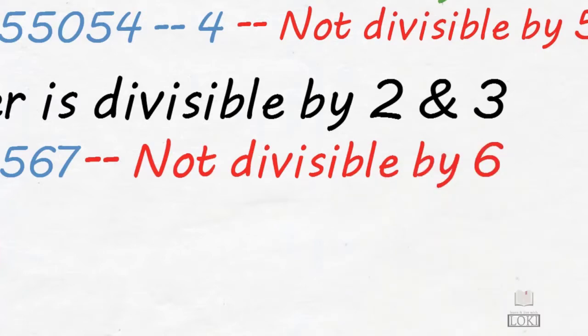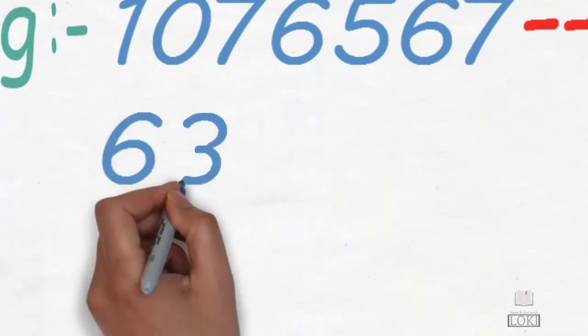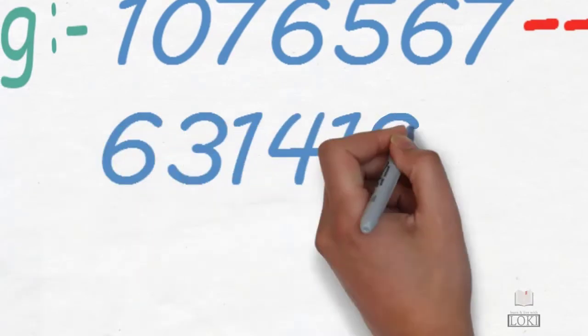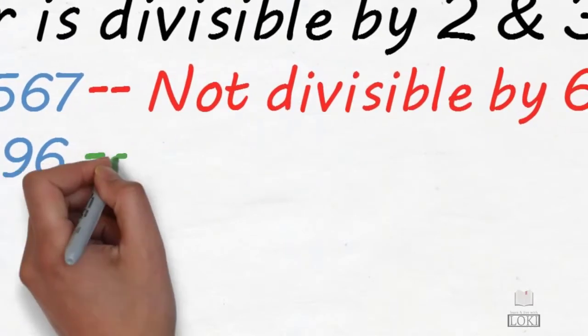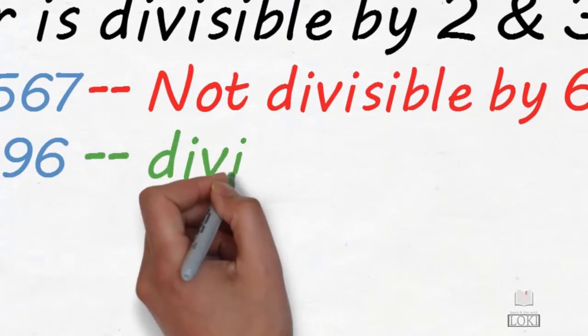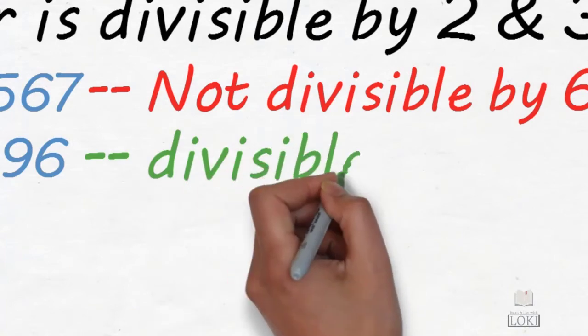And the next example here we have. As we can see, it has an even number as the last digit and the sum of its digits is a multiple of 3. So we can conclude that this number is divisible by 6.